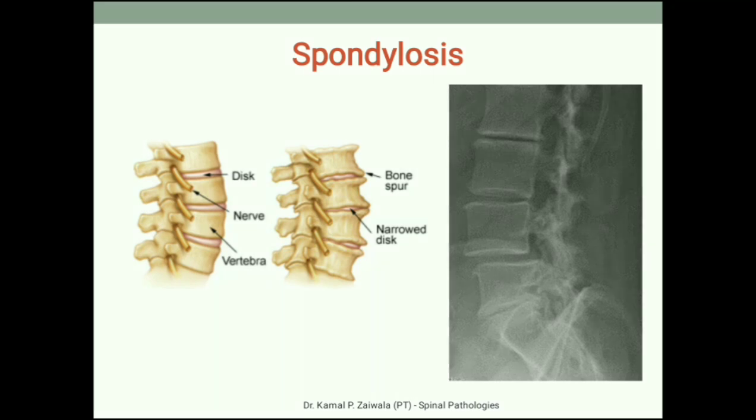In the image on the left hand side, you can see the picture of a normal lumbar spine, whereas just adjacent to it, there is an image showing a spondylotic spine. In that, we can see that the intervertebral disc space is reduced, the height of the intervertebral disc is reduced, and there is a bony spur that is formed. If this spur is formed on the posterior side, then it can encroach the foraminal space, which can further lead to foraminal stenosis.